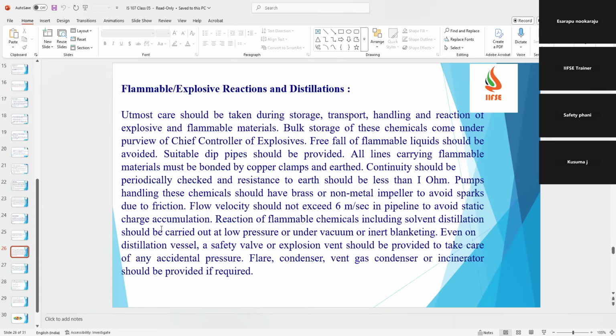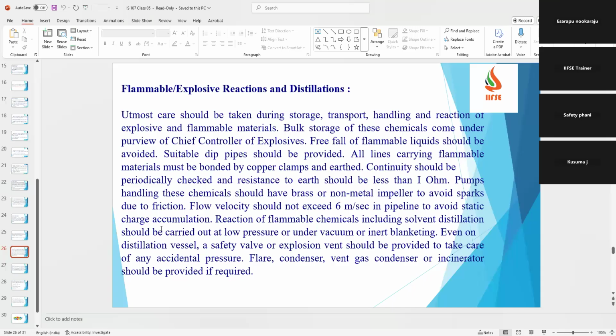That is why all our reactors will have dip legs. Dip leg means the chemical which is entering into the reactor, the pipe will be extended as close as possible to the bottom of the reactor. That is a dip pipe, or we can also call it a dip leg. Suitable dip pipe should be provided. All lines carrying flammable materials must be bonded by copper clamps and earthed. So this is also for avoiding the generation and accumulation of static electricity.